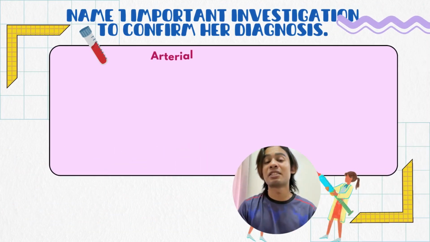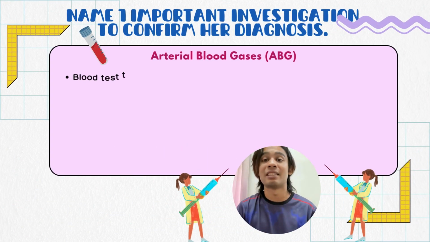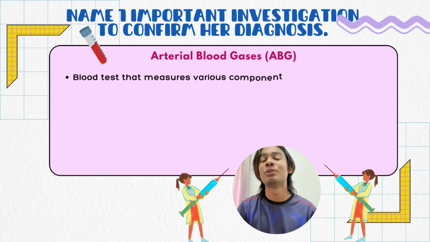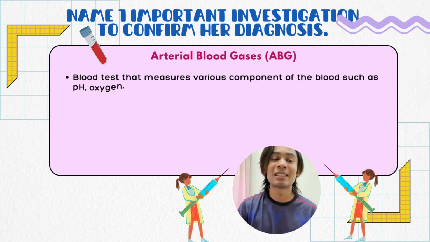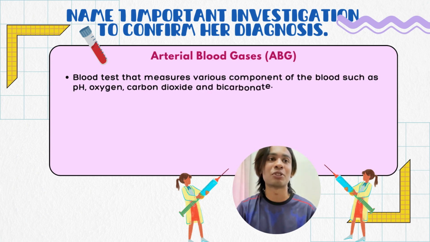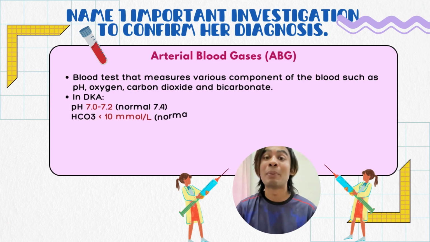Alright, so one of the investigations that we can do to diagnose Miss A's case is an arterial blood gas, which is known as ABG. What this ABG does is measure components of your blood such as your oxygen levels, your pH value, your carbon dioxide, and also your bicarbonates.